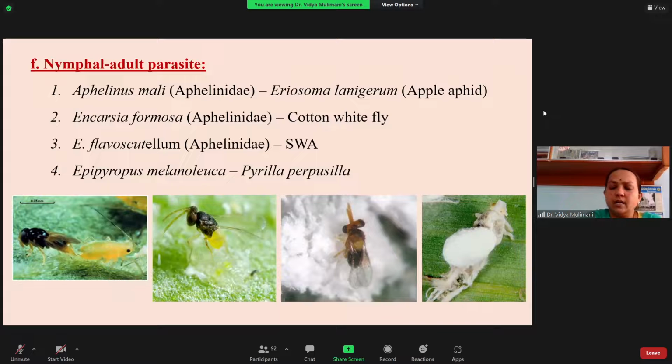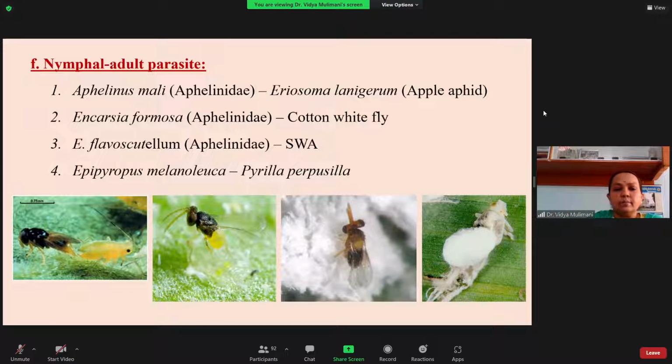Then under that you have the nymphal-adult parasite. Under this nymphal-adult parasite, it is applicable only to those which are attacking sucking insects like aphids, whiteflies, psyllids, all those sucking insects.